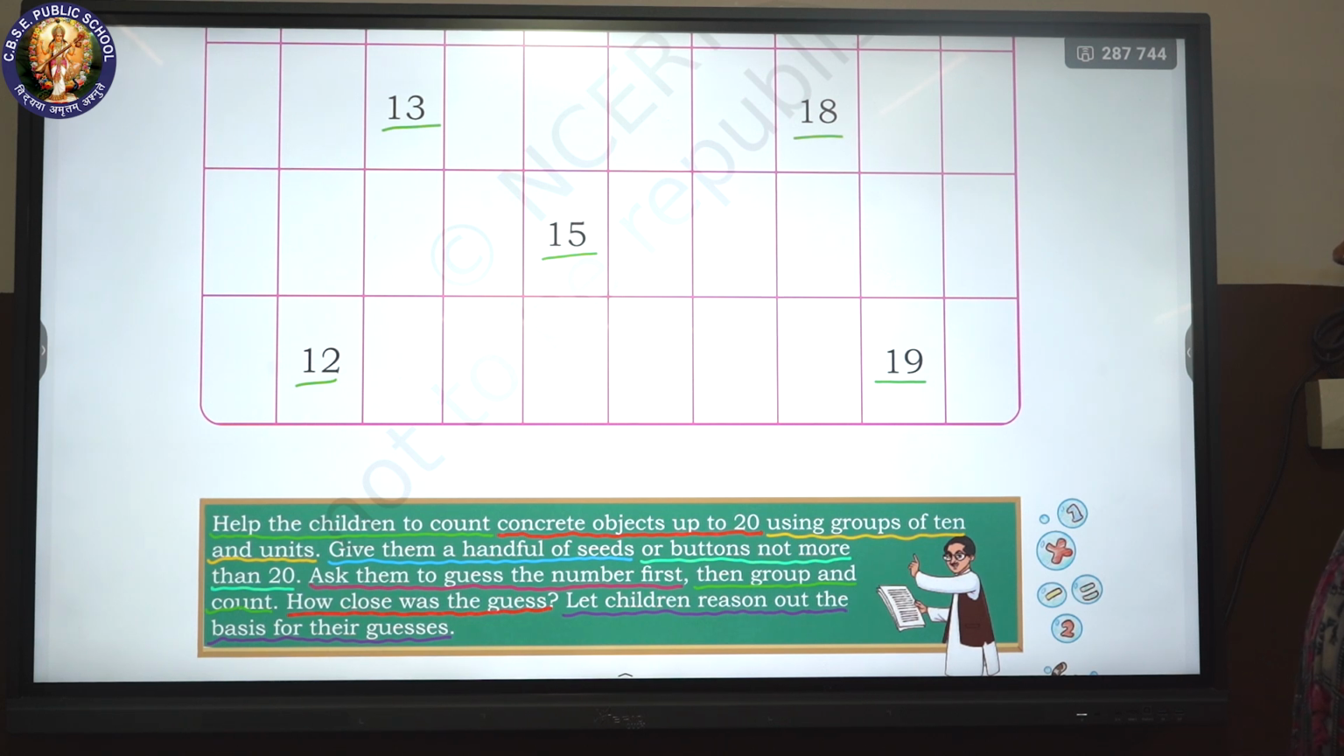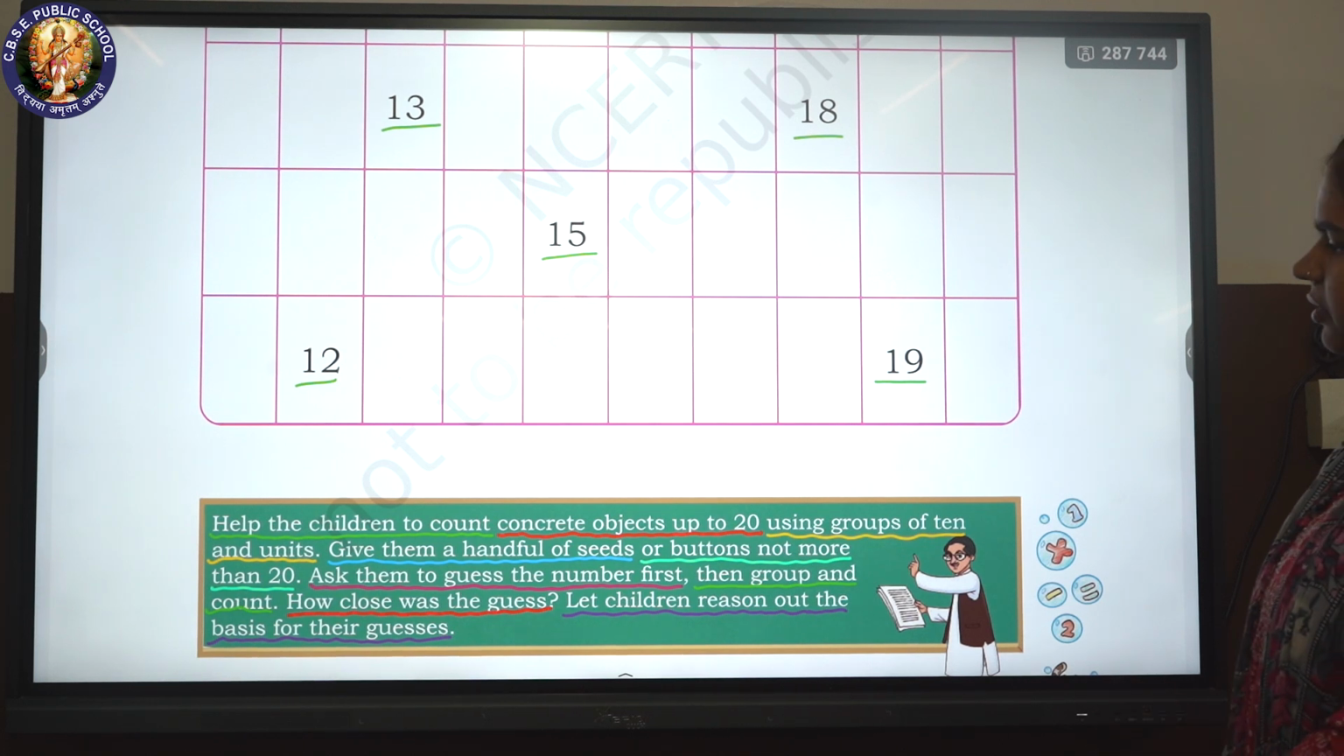Help the children to count concrete objects up to 20 using groups of 10 and units. Give them a handful of seeds or buttons, not more than 20.